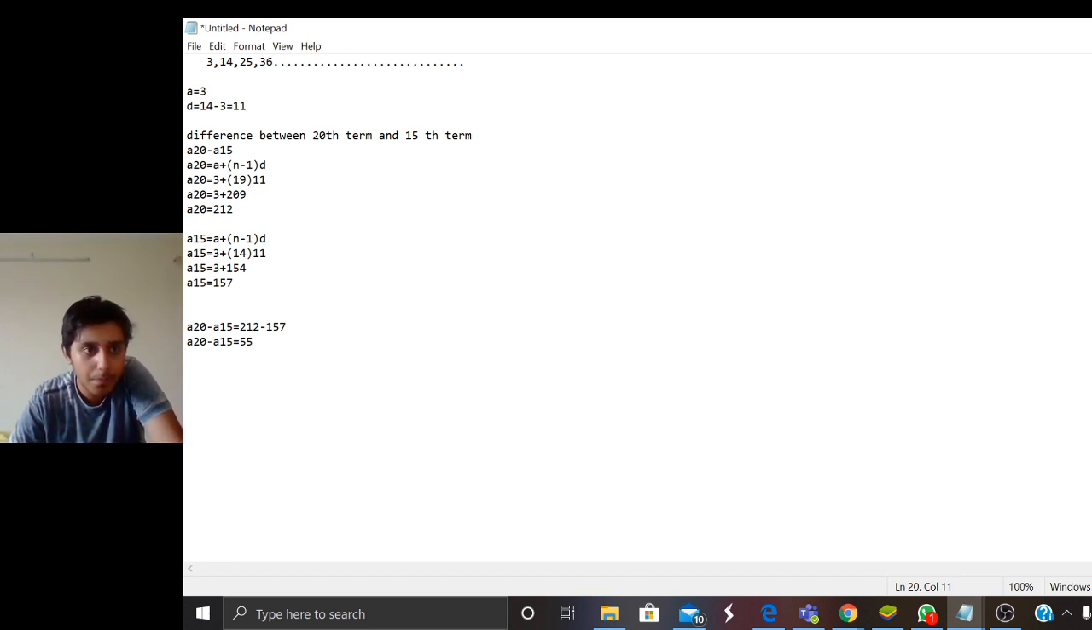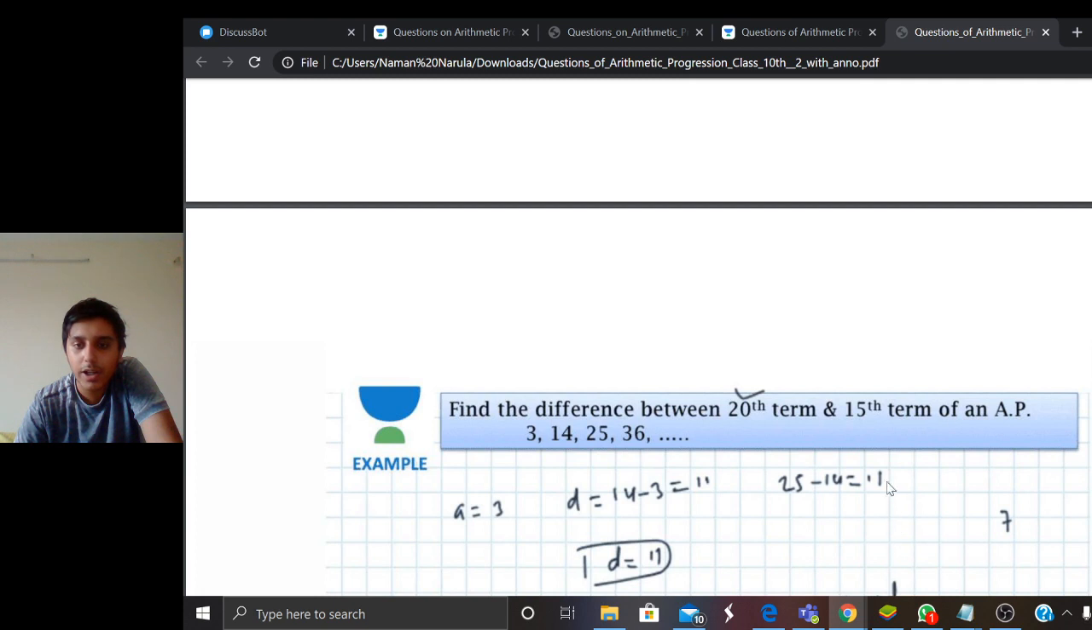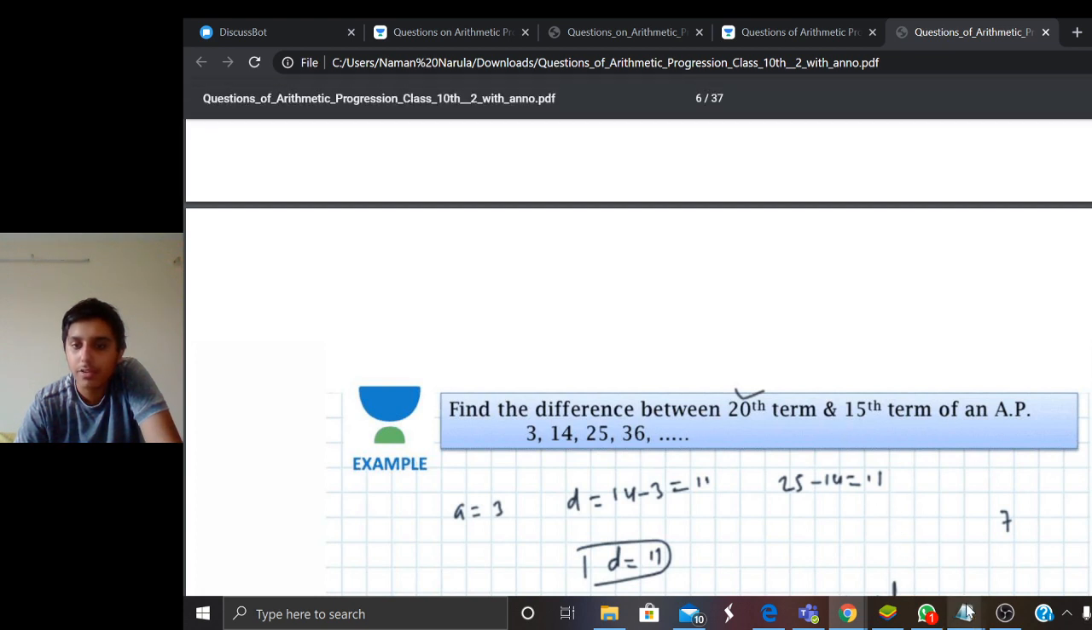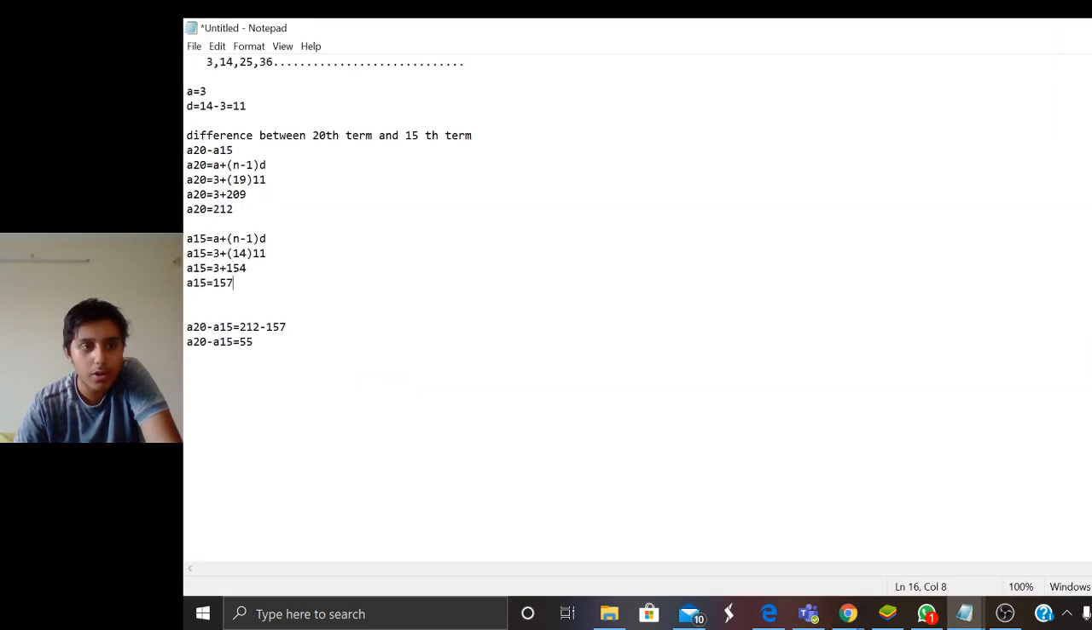So A20 is 3 plus 19 into 11, which is 3 plus 209, giving us 212, right? And A15 is equal to a plus n minus 1 into d, which is 3 plus 154, and gives us 157. We needed to find the difference between the 20th and 15th terms, which is 212 minus 157, which gives us 55.